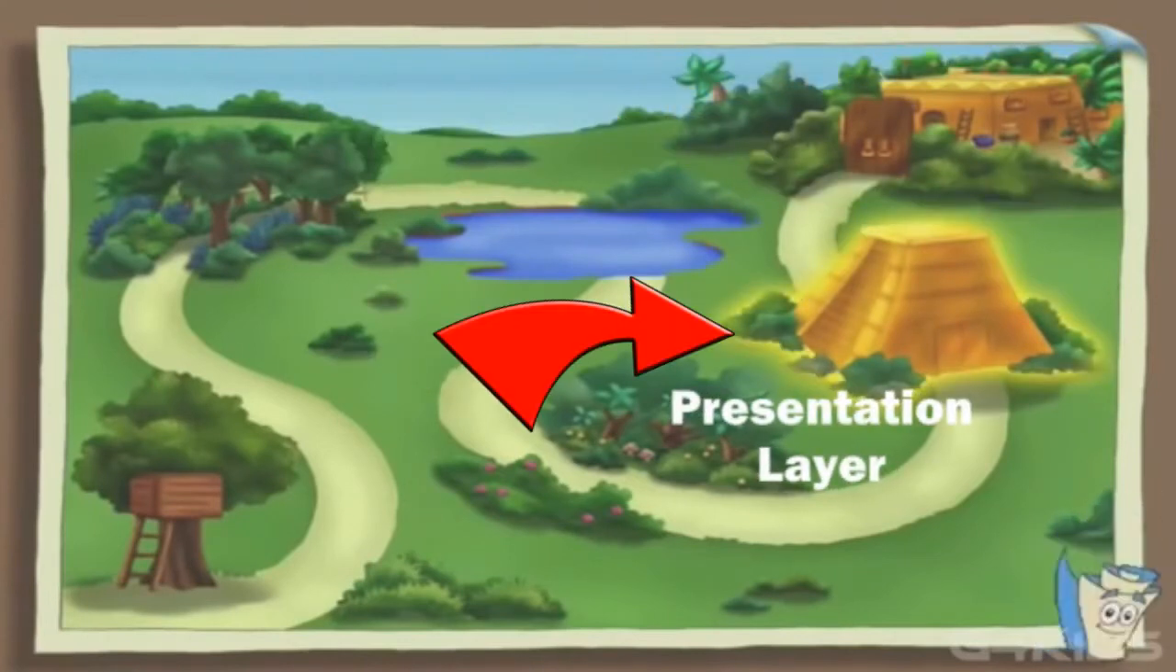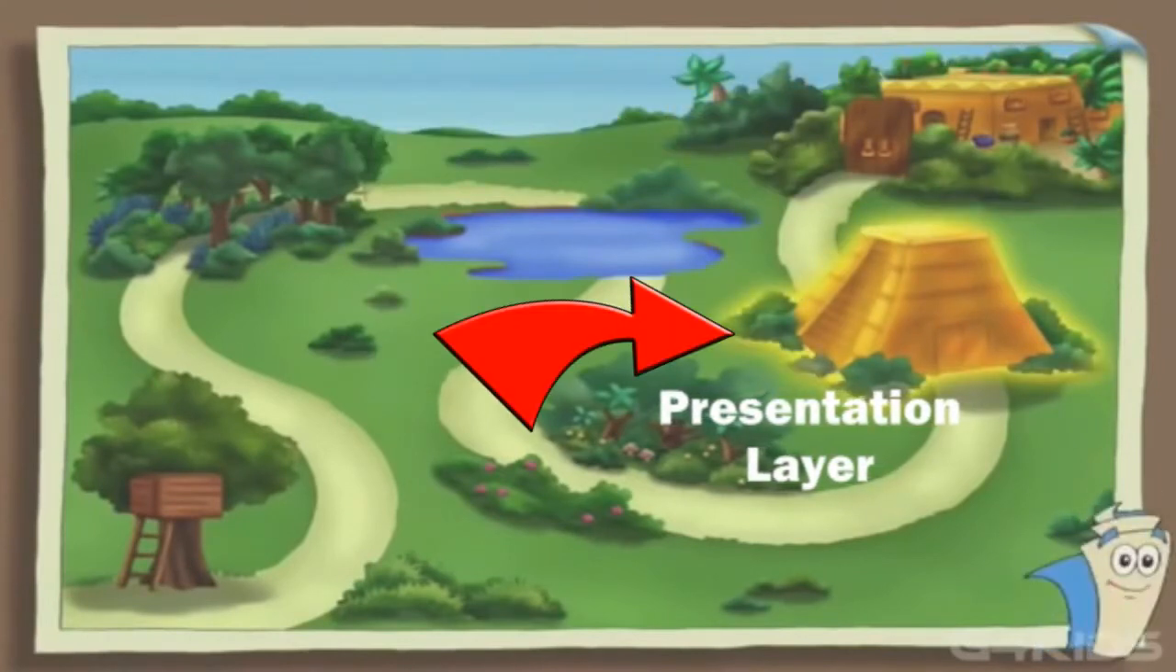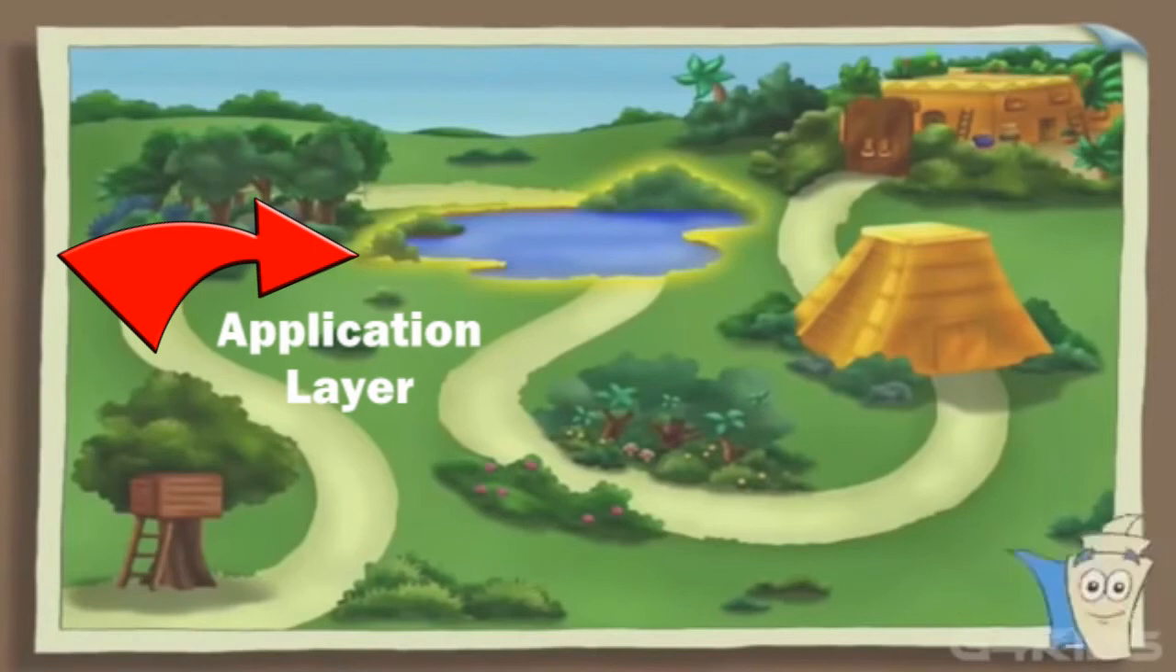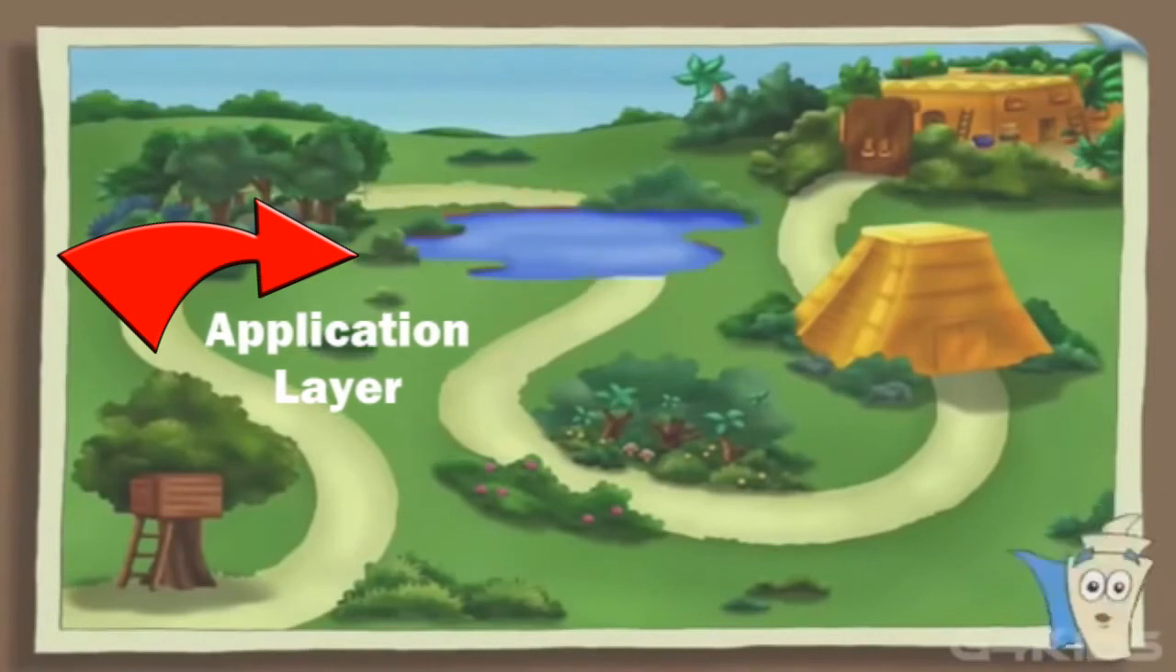Back to the presentation layer, where the data is converted and can be read by the presentation layer of the receiver. And finally, it is received and presented to the receiver via the application layer.